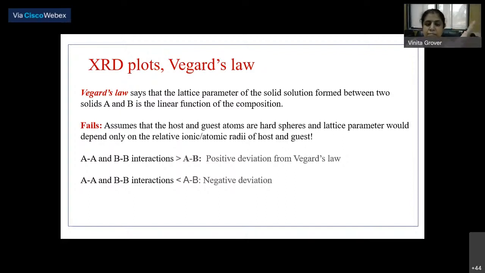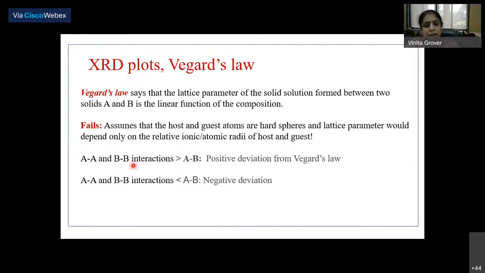In very simple terms, what it means is, if you have A and its lattice parameter is 5, and if you have B and its lattice parameter is 10, assuming they are forming a complete solid solution, the lattice parameter of the solid solution, say A 0.5, B 0.5, should be the average of A and B.